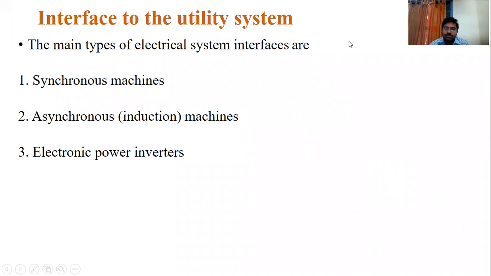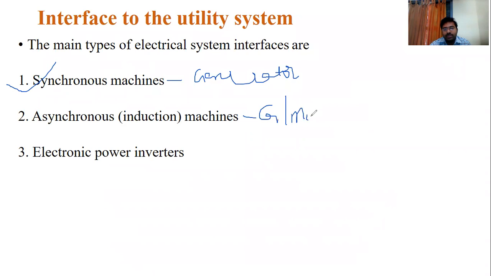In the last class also we discussed these three main types of electrical interface systems. The three are synchronous machines, or synchronous generators. Most of the generators we use are of this type. Next, asynchronous induction machines, which may be a generator or a motor. You know that a motor which rotates slightly faster than the constant or rated speed can be considered as a generator.